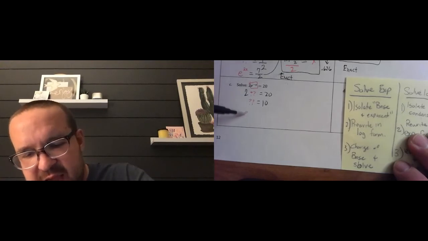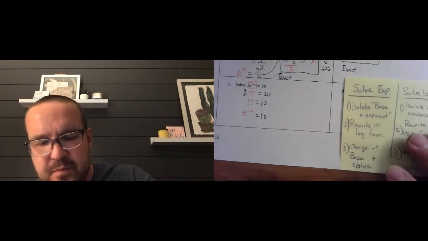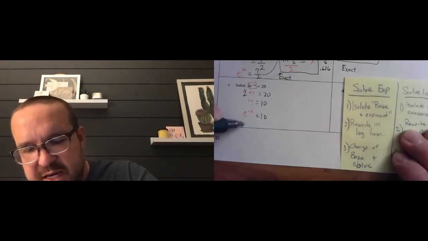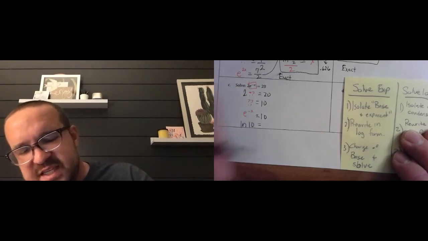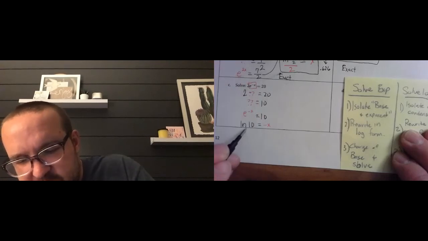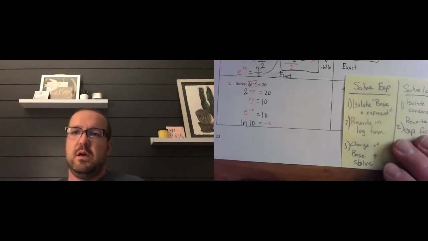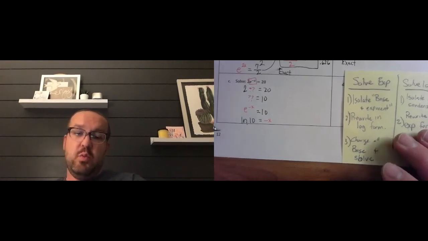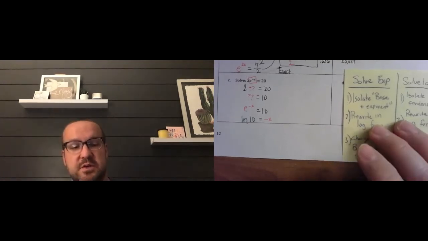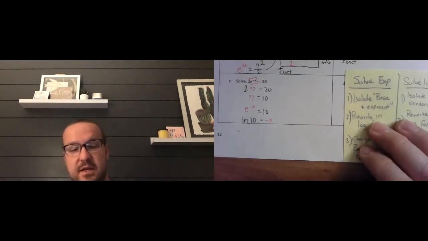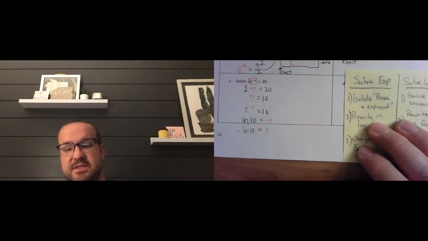So E raised to the opposite of X is the same as 10. Notice I can just rewrite it in natural log form. Notice that E is not there anymore because now it's right there with the natural log. So one thing that you could do here is we know that we're going to be dividing. So this negative sign is going to be with the natural log. And that right there is going to give us our exact answer.